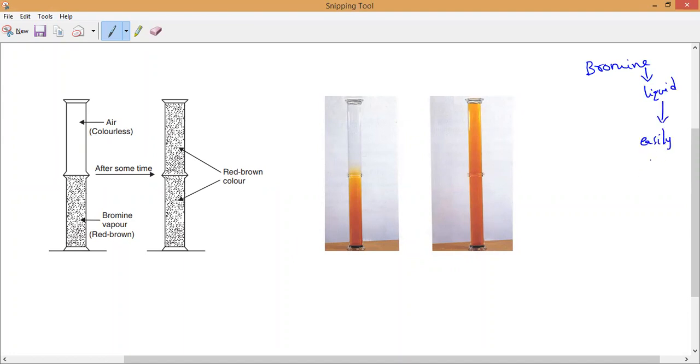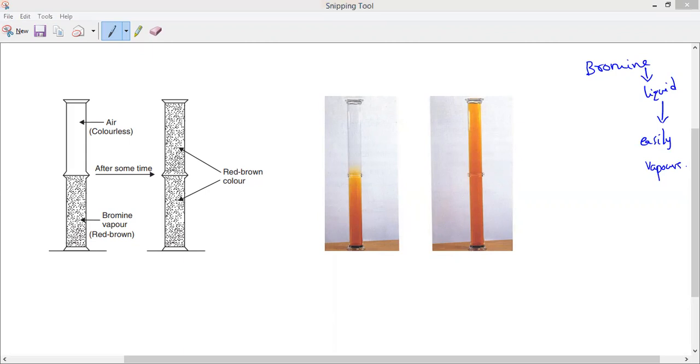And also it is colored. Why can't we take some other thing? Because if it is colorless, we cannot see the diffusion. Even though diffusion will take place, we cannot see it. That is why we are taking bromine gas, vapors, which easily forms vapors. That is the reason. Is it okay, everyone? So all of you remember that.